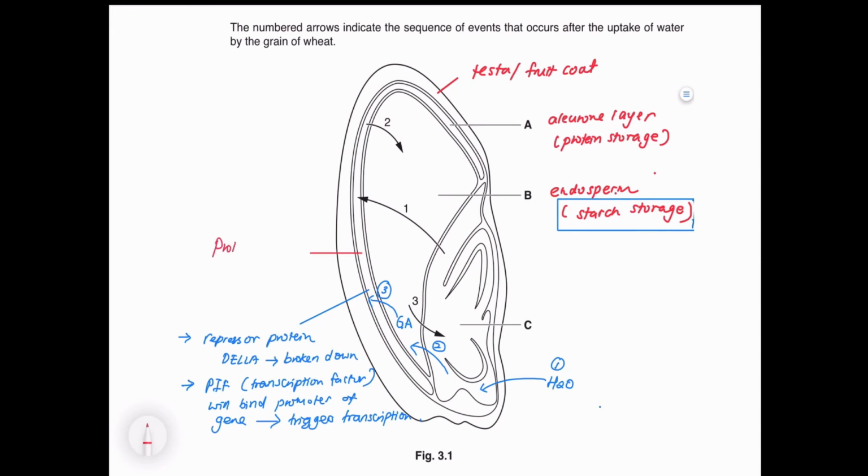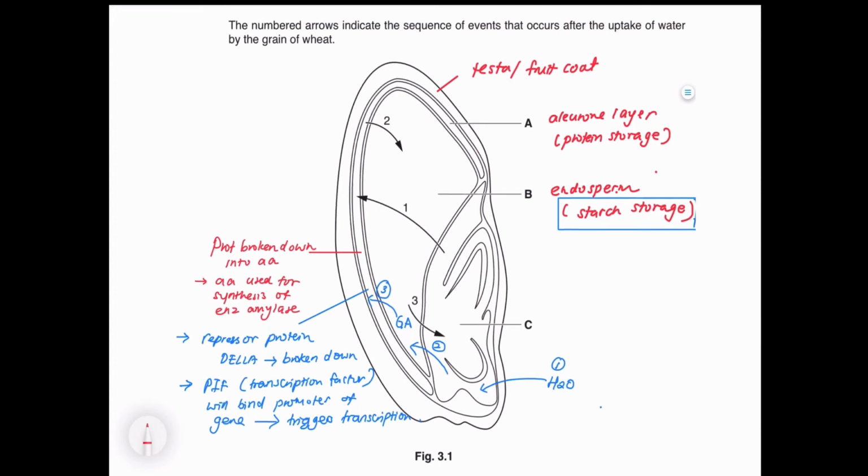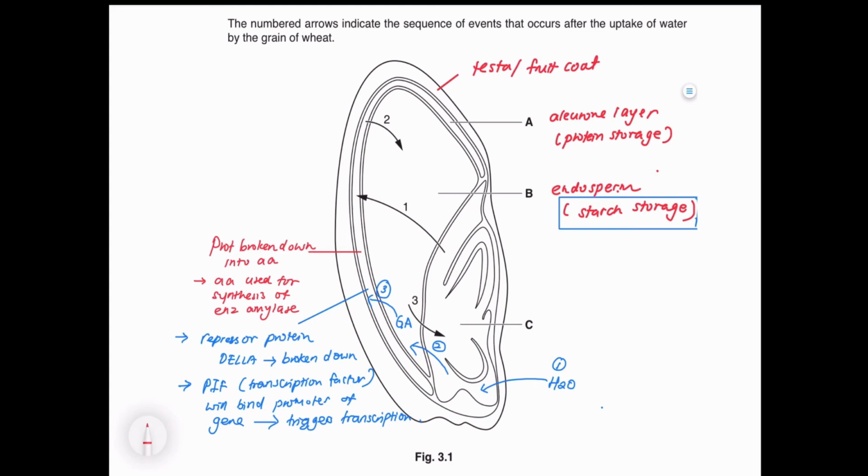So protein will be broken down into amino acids, and the amino acids are used for the synthesis of the enzyme amylase. Remember, what is the role of amylase? Amylase is the enzyme that is used to break down starch. So this is step 4.